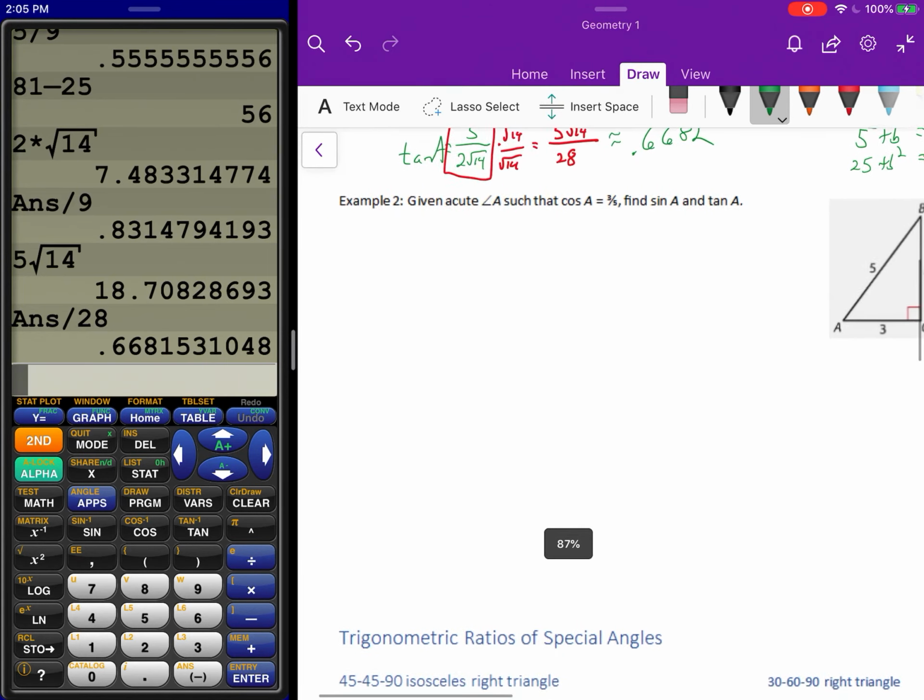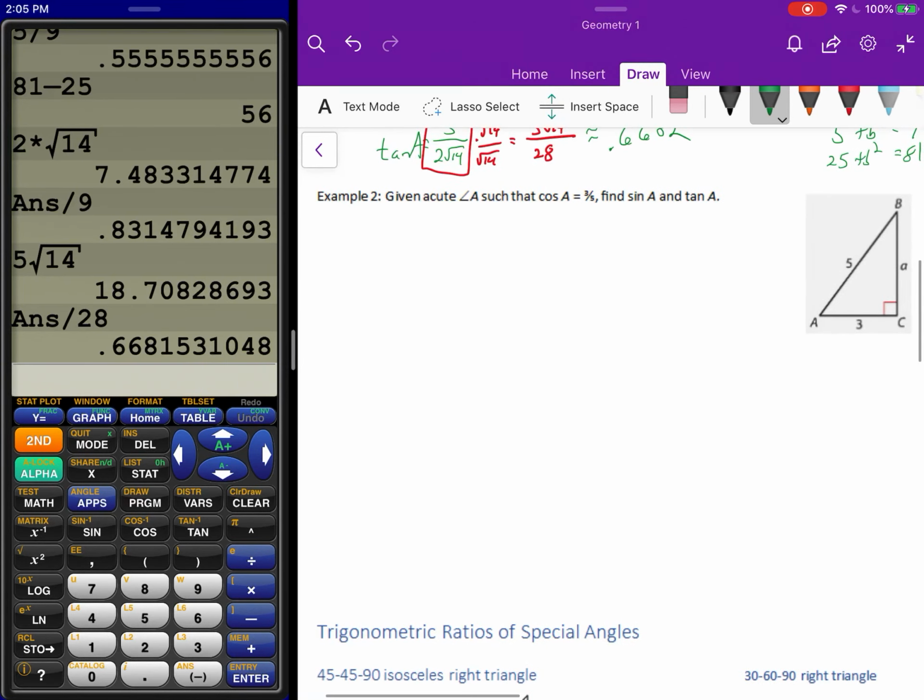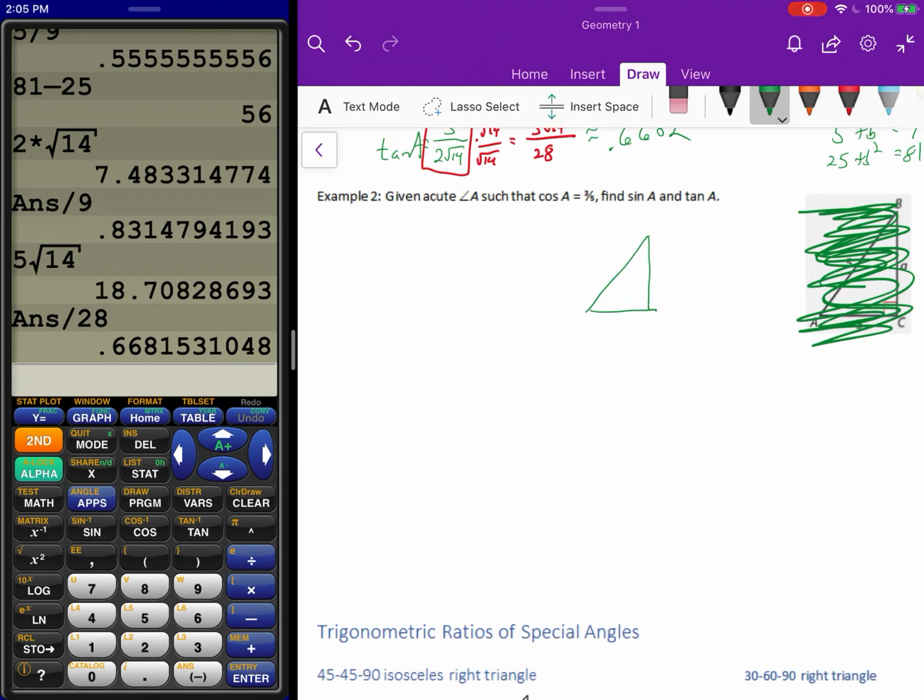We did have to use the Pythagorean theorem to find the missing side. All right, let's look at this next one. I don't know if we can. Given acute angle A such that cosine of A is 3/5, find sine of A and tangent of A. Well, we might not even have this triangle to start with, so I'm going to cross this out. What we want is an acute angle, and remember, figures aren't always drawn correctly, but we want an acute angle. This is A. It's an acute angle.